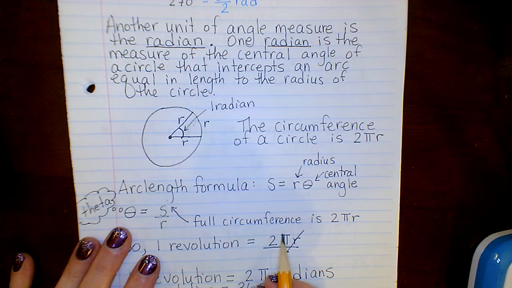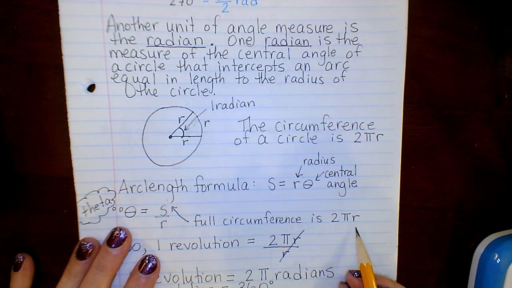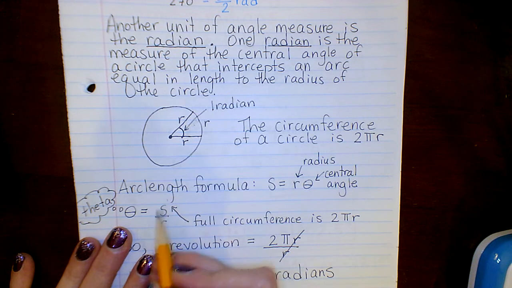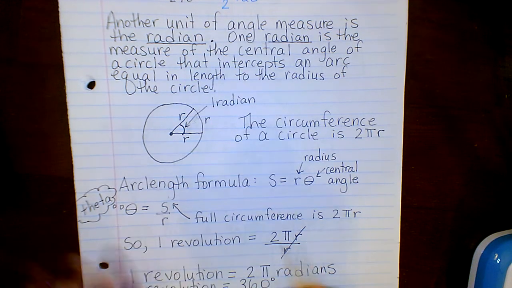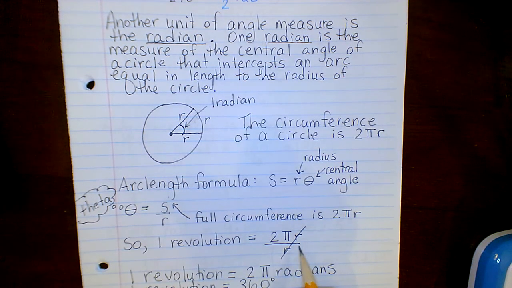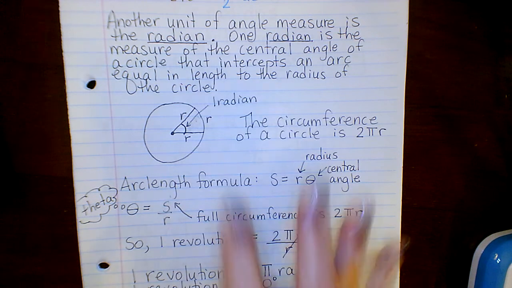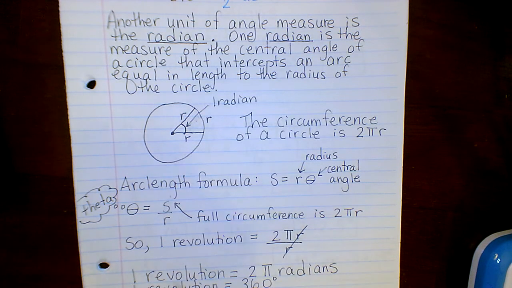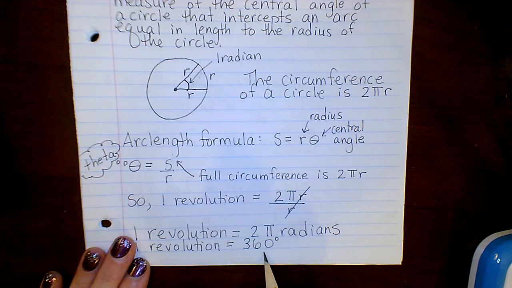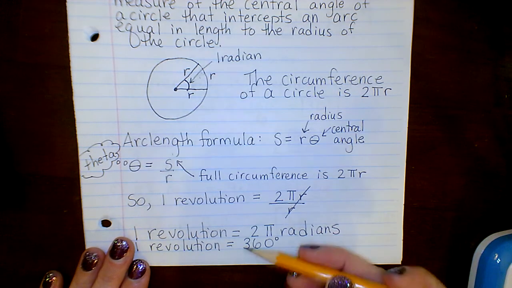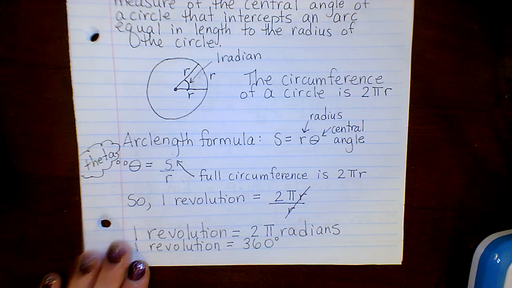Well, if that arc is a full circumference of 2 pi r, we get that 2 pi r divided by r is 2 pi. Basically, all this stuff is saying that 1 revolution, or 360 degrees, is the same as 2 pi radians. All right, so that's what all this stuff was deriving for you.